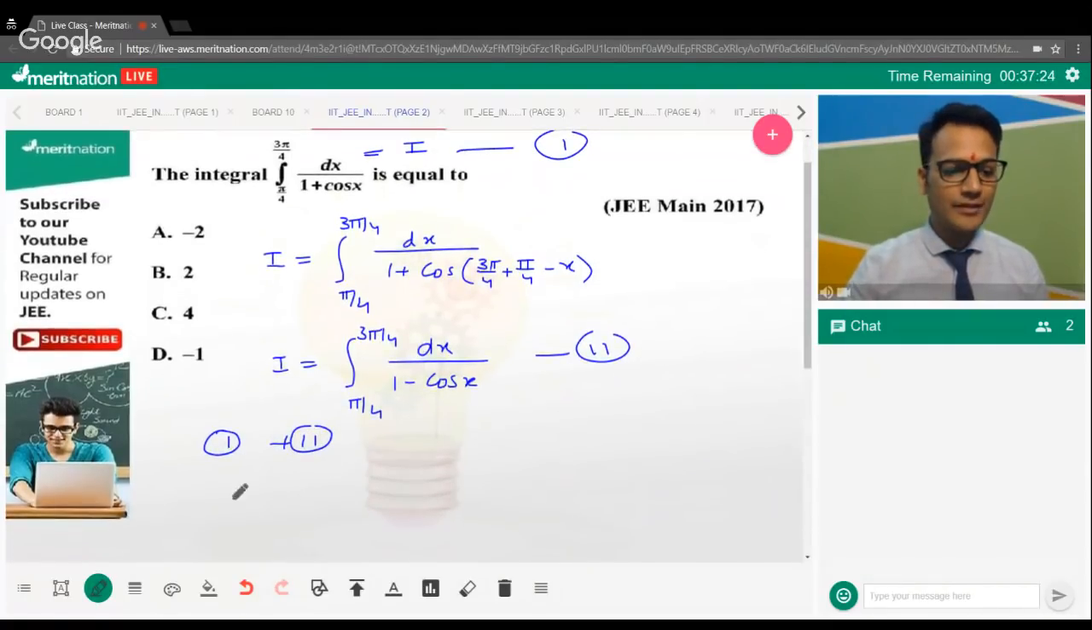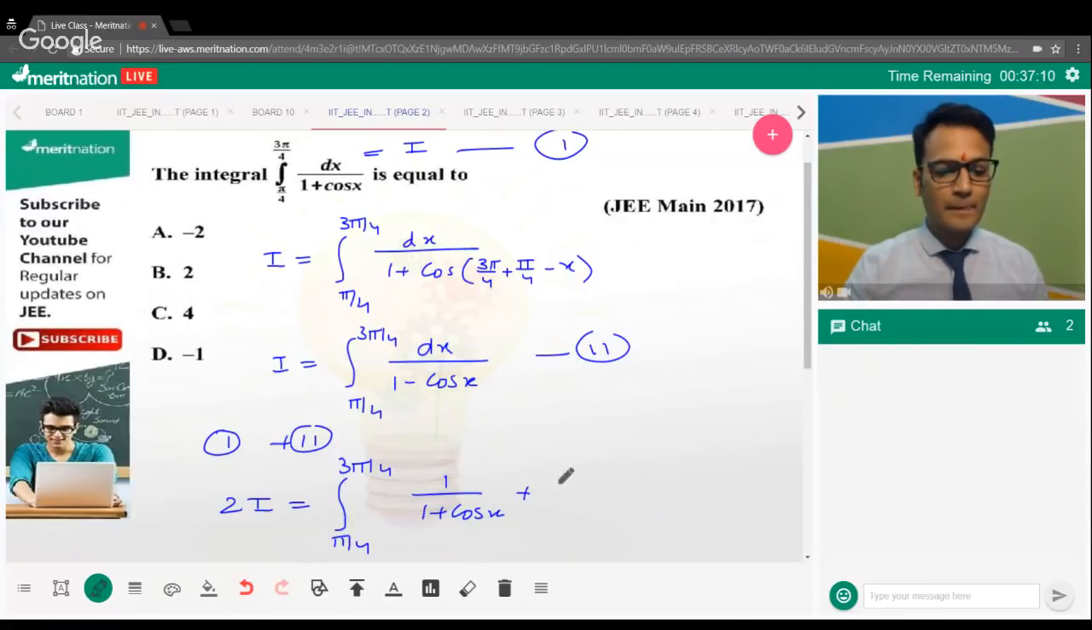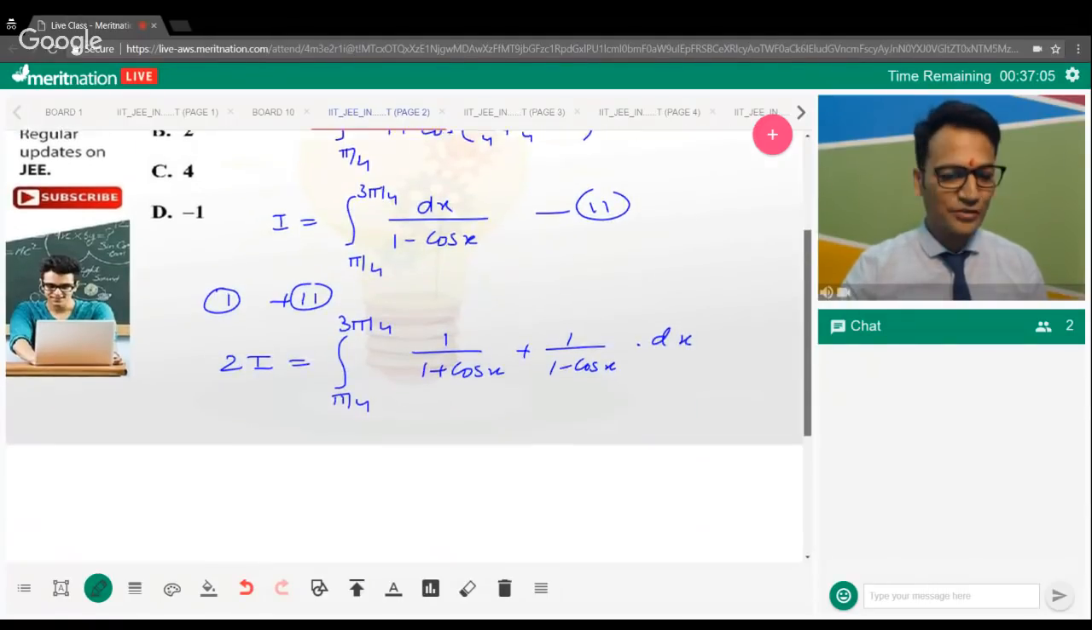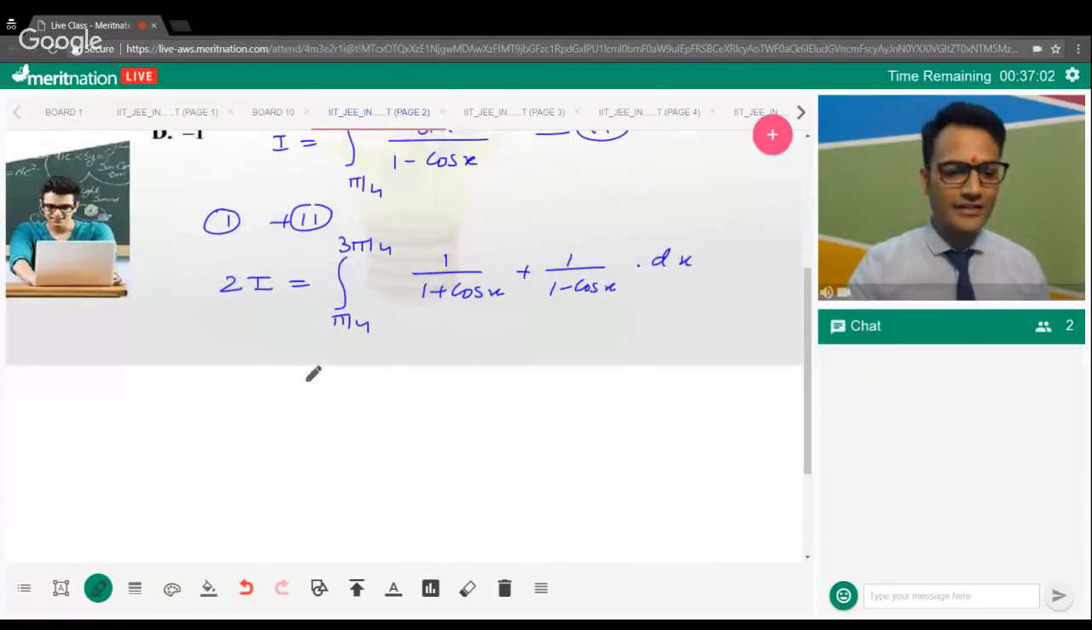If I add both of them, I'll get 2I on the left-hand side. On the right-hand side, because the limits of the integration are the same, we can keep the integration outside and just add these two integrands. So it is 1 upon 1 plus cos x plus 1 upon 1 minus cos x times dx. Okay, so over here, we just need to solve this to get down to the answer. It's a very simple question from here onwards.